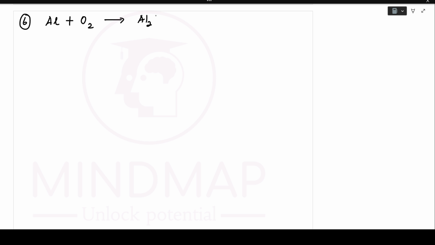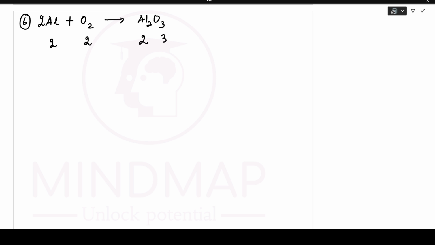The 6th example, Al plus O2 gives Al2O3. Now here हमारे पास सिर्फ 2 ही elements है, so we can do it directly here. Al is here 1, whereas here it is 2. तो यहाँ पर 2 लगा दो, Al हो गया 2 and 2 balanced. Oxygen here is 2, here oxygen is 3, right?